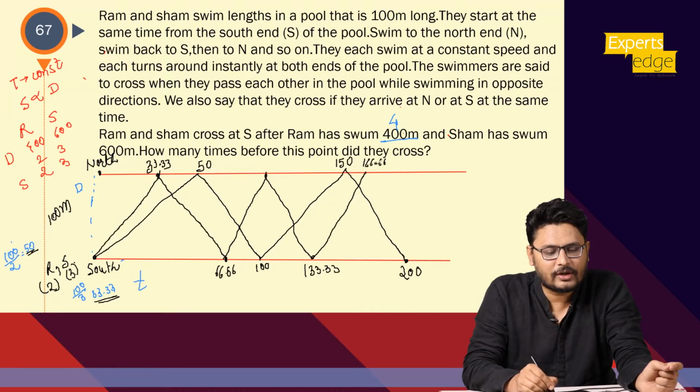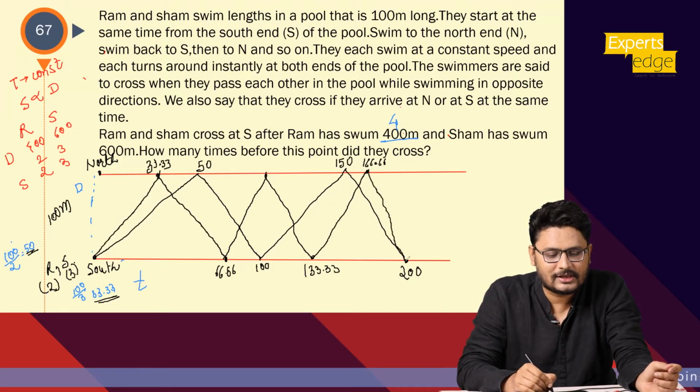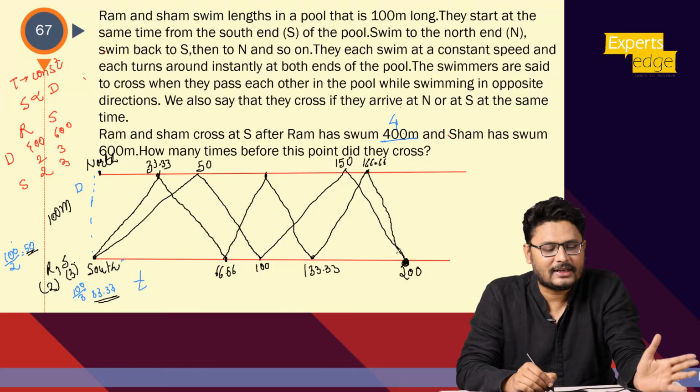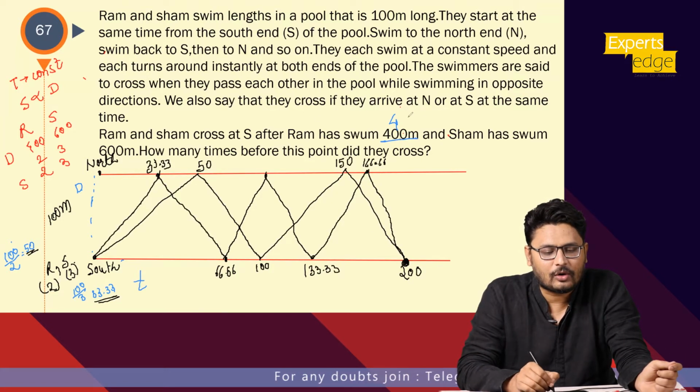Okay, just a simple drawing I am drawing, okay? And last 200. So they will be here at the same moment. So ये 6 laps इसके हो गए. Now what is asking? So how many times do they cross?